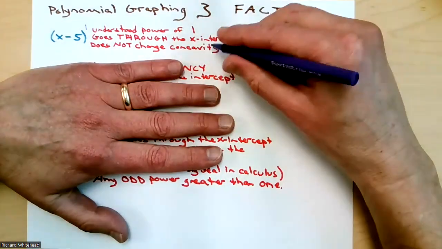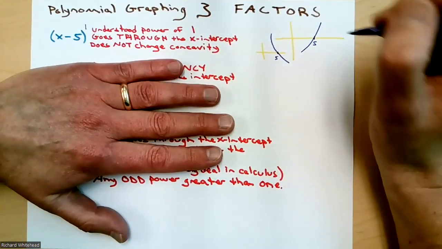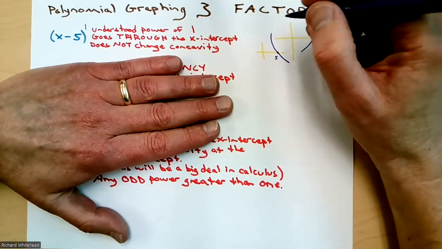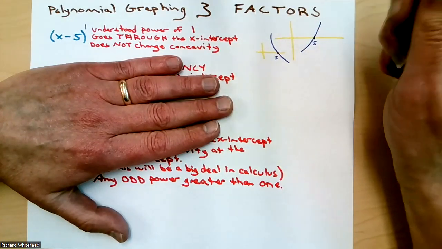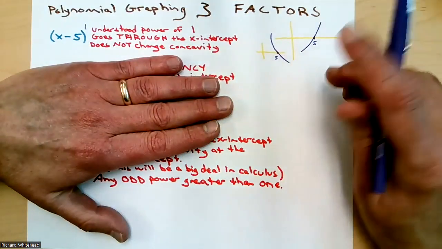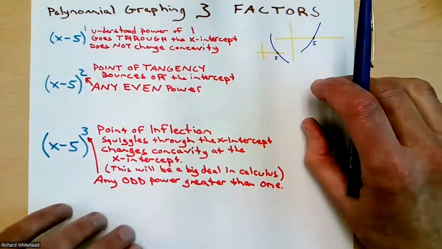It does not change concavity. We're going to talk about concavity in just a second. So when you have a first power, it goes through the curve and does not change concavity.